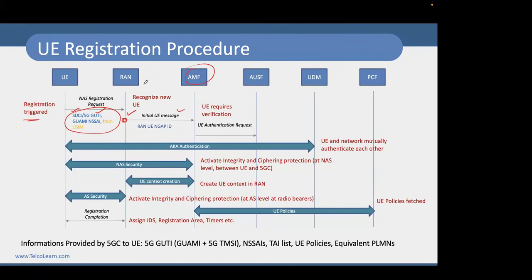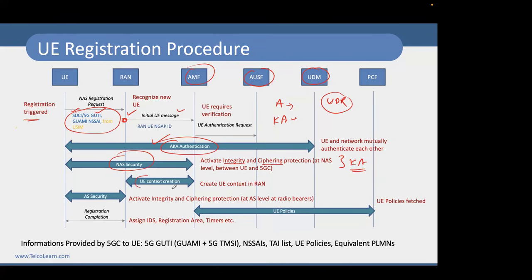What the AMF does, with the help of AUSF, UDM, and UDR, is the AKA authentication. AKA is authentication and key agreement. So during this procedure there will be two things, A and KA. A stands for authentication and KA stands for key agreement. This is exactly what happens between the UE, AMF, AUSF, and UDM. Once that is completed, it also does the NAS security, where it activates the integrity and ciphering protection. These are the keys which are generated during key agreement, right?